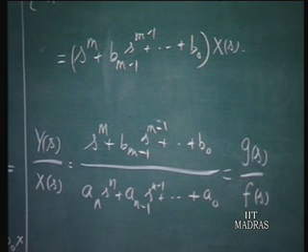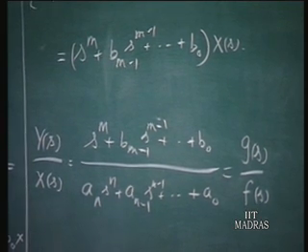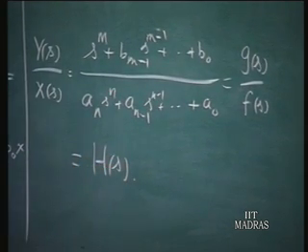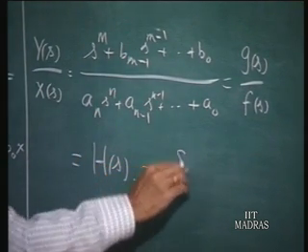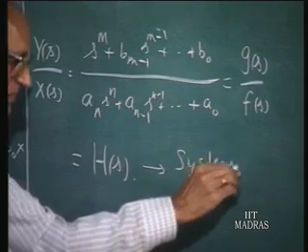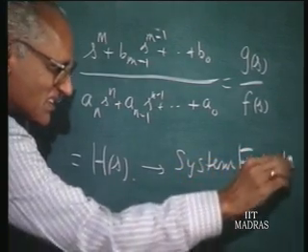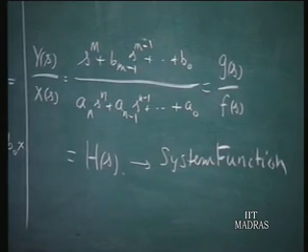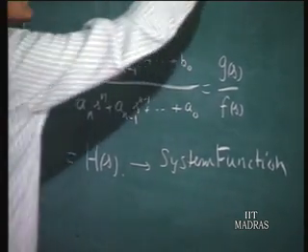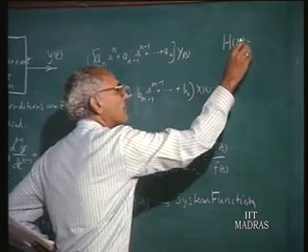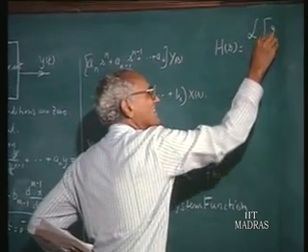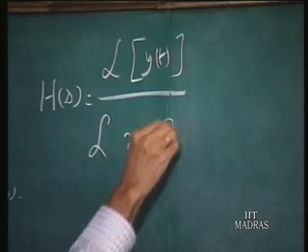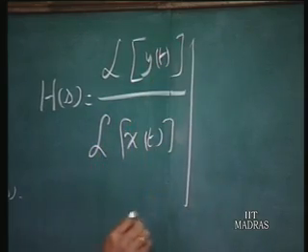Now this Y(s) over X(s), derived in this fashion, is called H(s), the system function. So formally we can say the system function H(s) is the Laplace transform of the output quantity y(t) divided by the Laplace transform of the input quantity x(t) with 0 initial conditions.